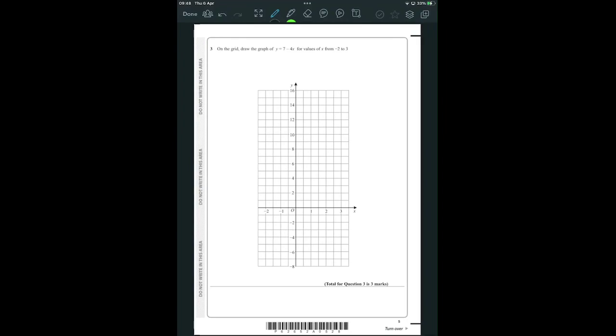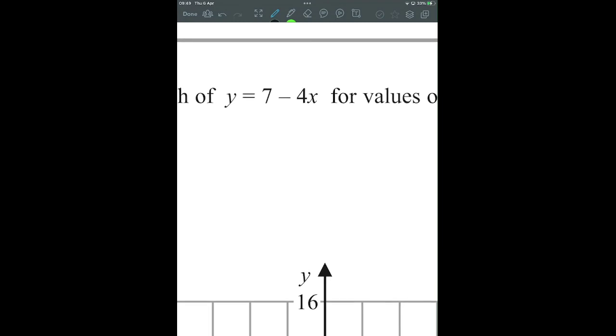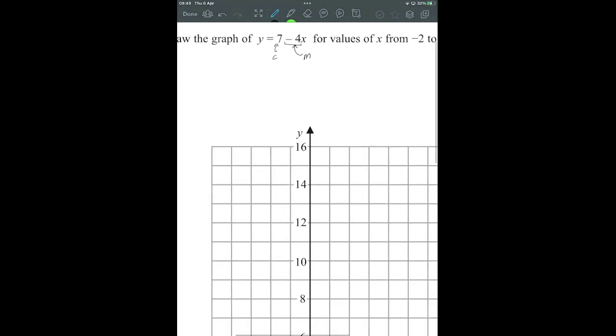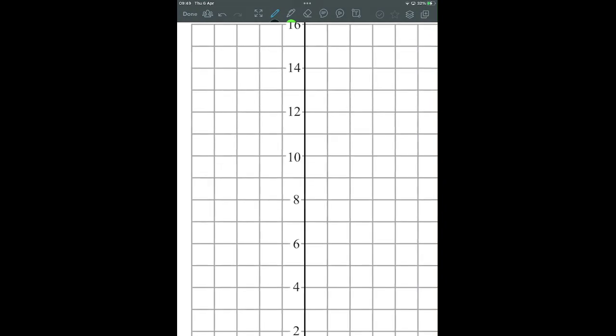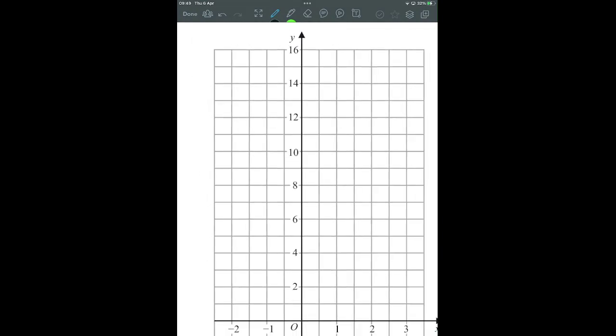Question 3. On the grid, we'll draw the graph of. Now, there are lots of ways to do this question. My preferred is just by abusing y equals mx plus c. That's my c. That's my m. Now, the m is the whole of the -4. Now, you could draw yourself a little table of values. I find the table of values to be just a little bit slower.